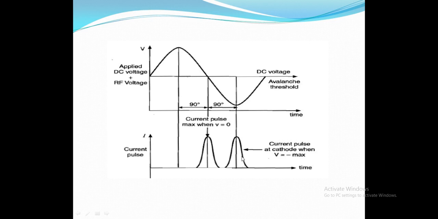Such that the current maximum at the junction occurs at the instant when the RF voltage across the diode is 0 and going negative. So here a phase shift of 90 degrees between the current and voltage has been obtained.